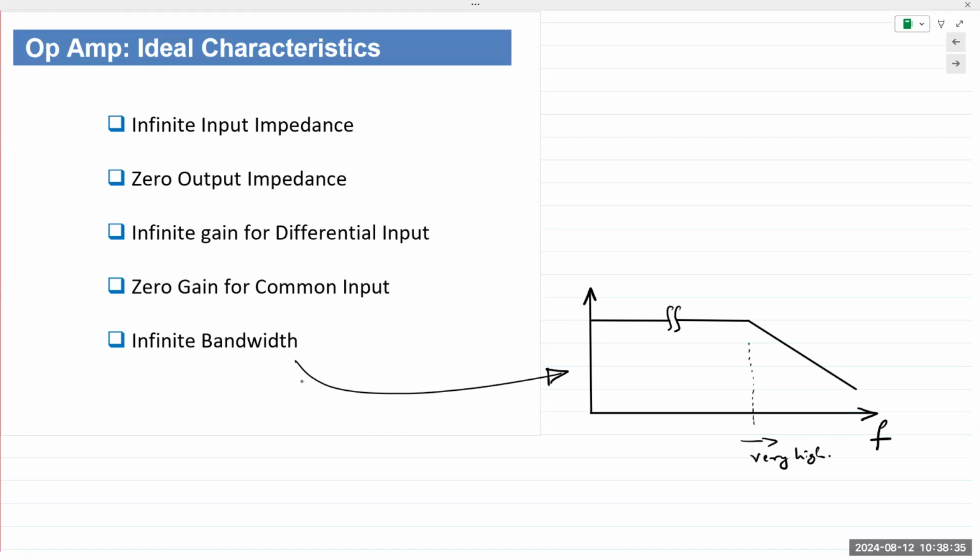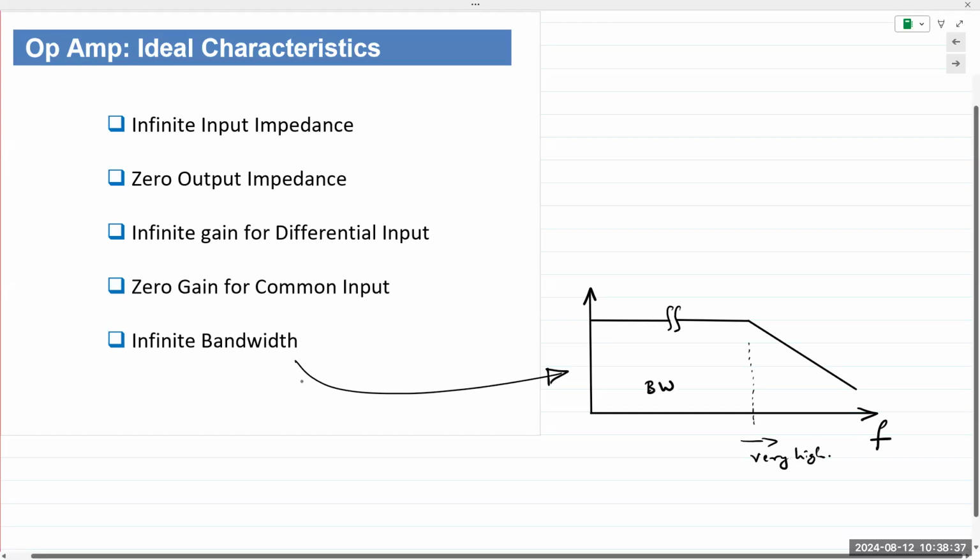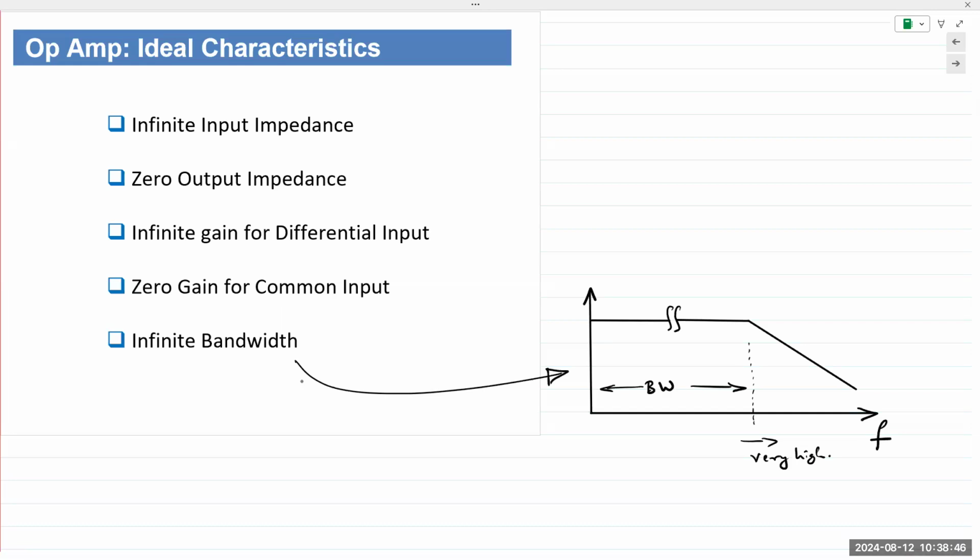So the portion where the op-amp can actually function at its rated level would be known as the bandwidth of that op-amp. So again, an ideal op-amp will be a flat line stretching towards infinity. Real life op-amps, it'll start to drop off.